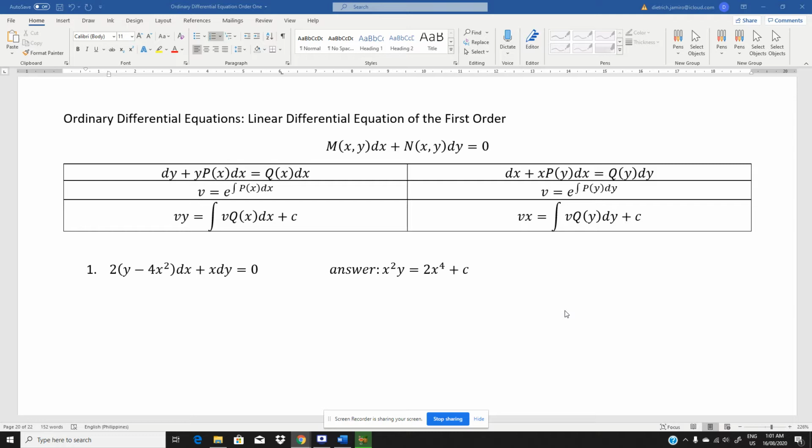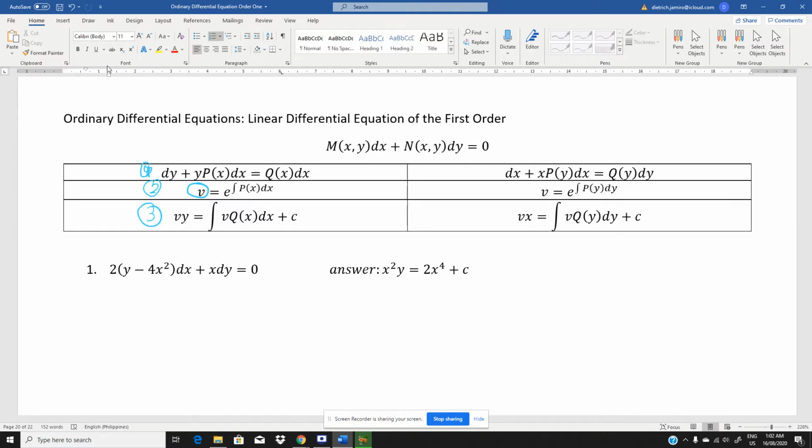So if this equation can be expressed as, first this one, dy plus y times p of x dx equals q of x dx, then its integrating factor is equivalent to e raised to the integral of p of x dx. And then solving further for our differential equation, we will have y times the integrating factor is equal to the integral of the integrating factor times q of x dx plus c. So this one first, and then the second one is this, and the third one is this.